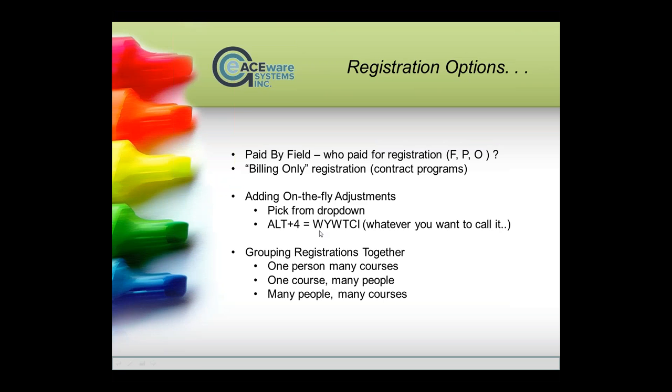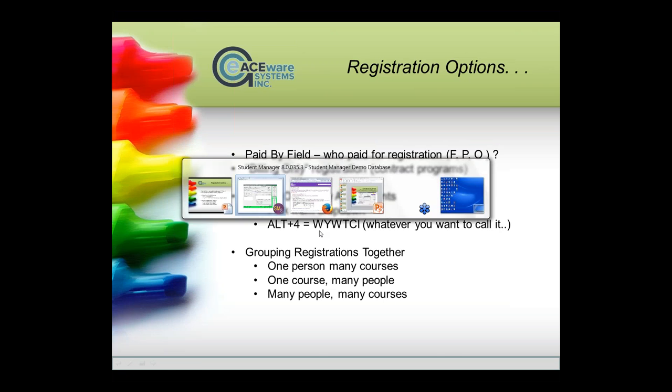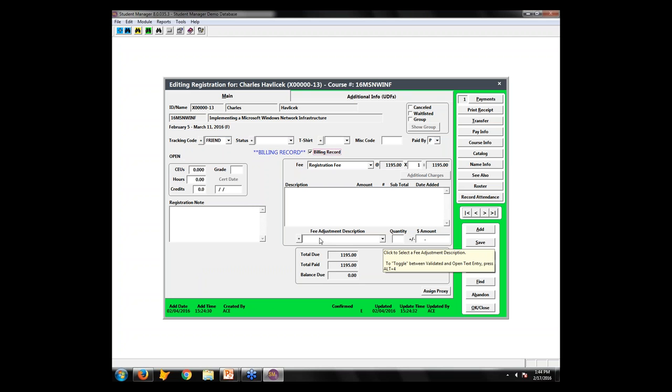Again, if we roll to the registration, this is what we're talking about right here, fee adjustment description. So if you had to add a miscellaneous charge, if you needed to make an adjustment, add a credit, add a check fee, you can add that on the fly to the registration. So if we add a $5 additional charge, you can add that on the fly. Now, most of the time you would presumably want to have a standard descriptor of why you're making an adjustment or an additional charge.